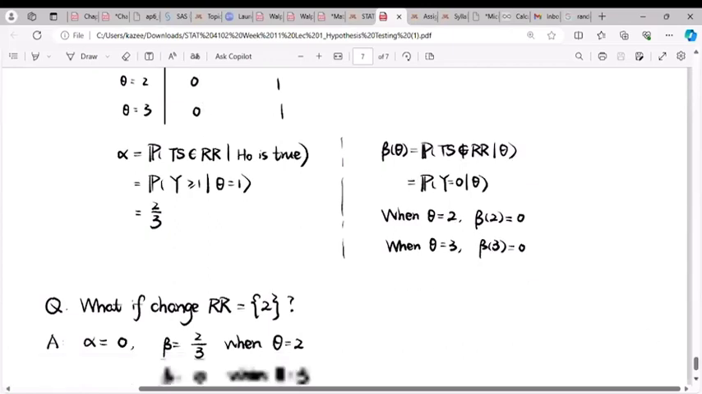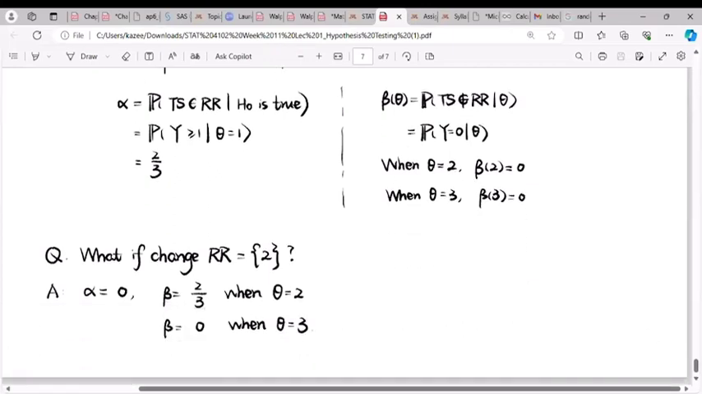And of course, finally, what if the rejection region is 2 and alpha equal to 0, what is going to be your beta, stuff like that. So is there any question? This is going to be the end of this material. Is there any question before I go today?